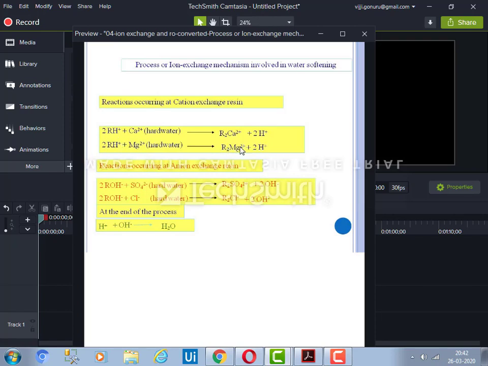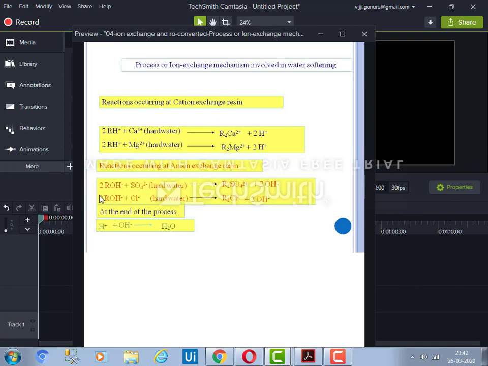Same at the anion exchange resin: chlorides and sulfates are replaced with OH minus. See here, OH minus ions are replaced with sulfates and chlorides at the resin. So we will get R2SO4, R2Cl, and release 2 OH minus ions into the water sample. These are forming at the resin. In place of H+, calcium and magnesium are replaced at the cation exchange resin. In place of OH minus, anions are replaced at the resin.